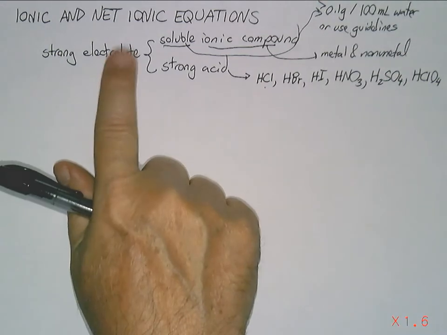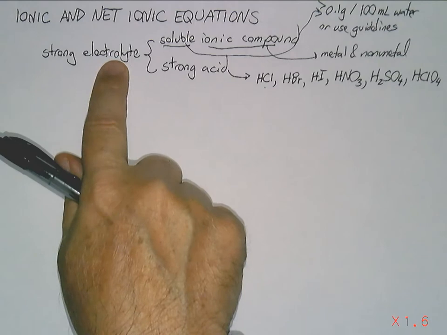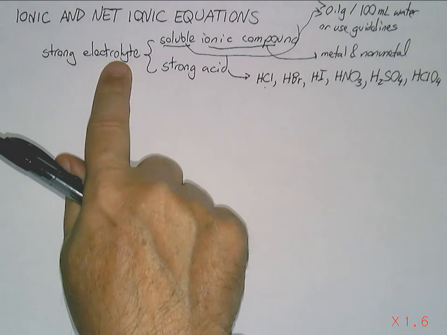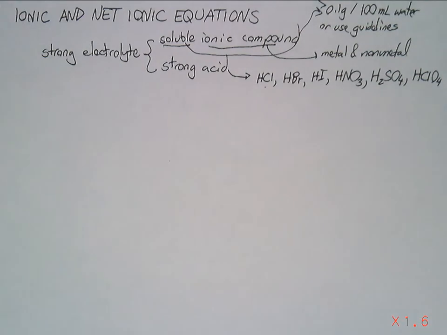Now, in this part of the worksheet, it's going to be essential that we can recognize strong electrolytes. We're going to take equations that involve ionic compounds in solution, and we're going to write them a different way. It will be the same equation, but it'll be written in terms of its ions instead of the compounds that are present. Okay?